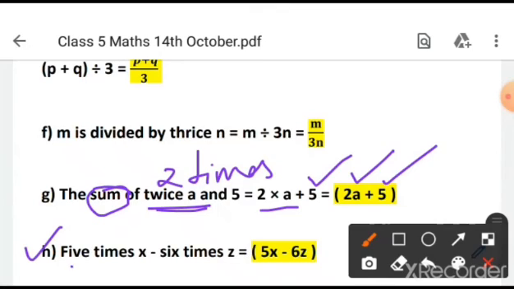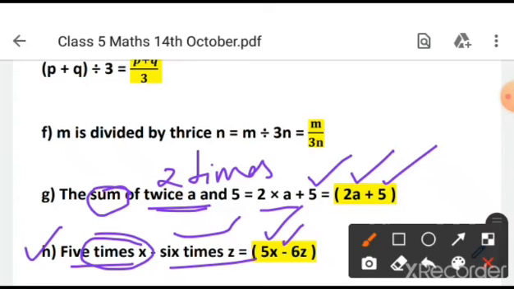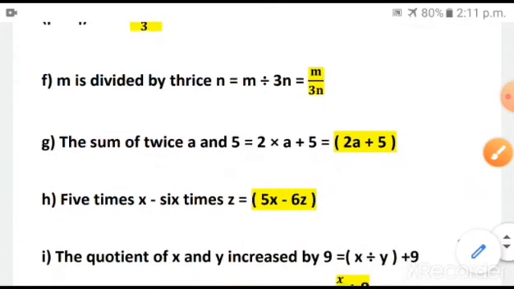Next, 5 times x minus 6 times z. So 5 times x means 5x. Minus is present in between. So you write the minus operation. And 6 times z. So 6 times z means 6z. So you are writing 5x minus 6z.